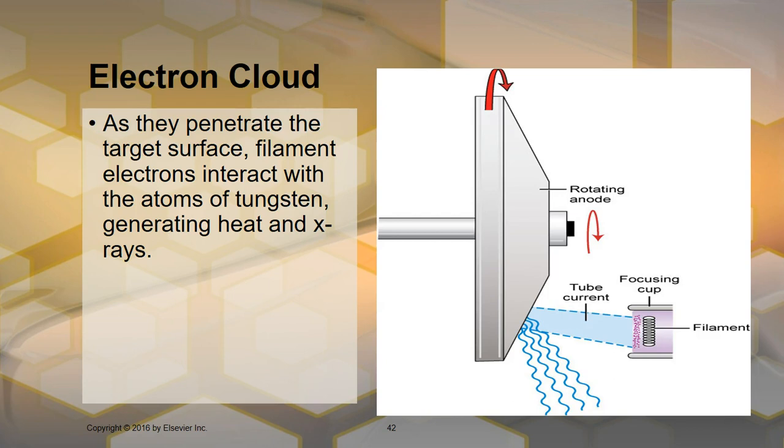And because it goes from the cathode to the anode, it's a constant flow of electricity. As they penetrate the target surface, these filament electrons interact with tungsten. And the two different things that it generates are heat and x-rays. Okay, so we will go on with how it continues to go, but you've got the basic idea of how it starts out.